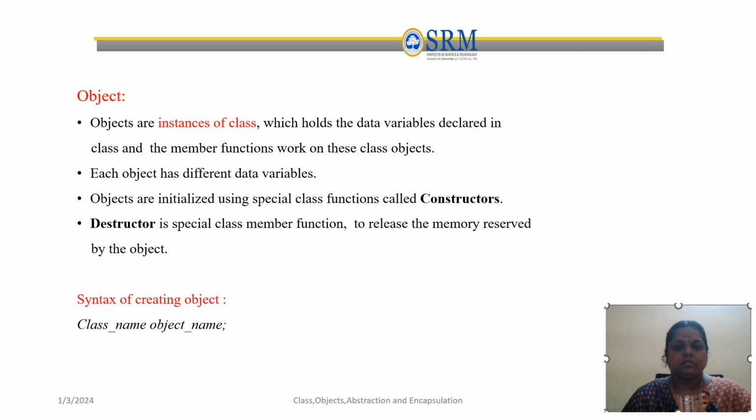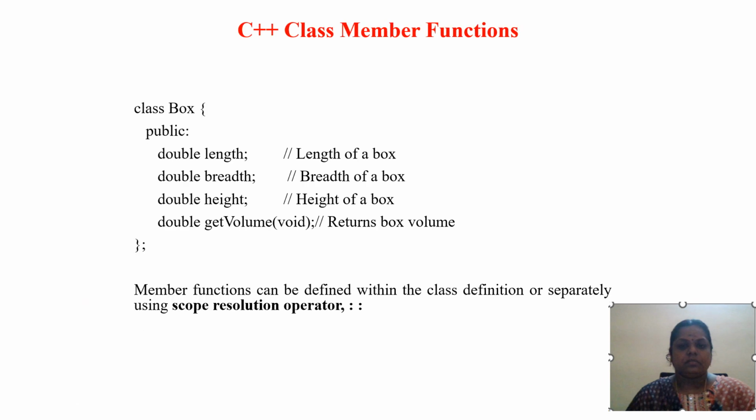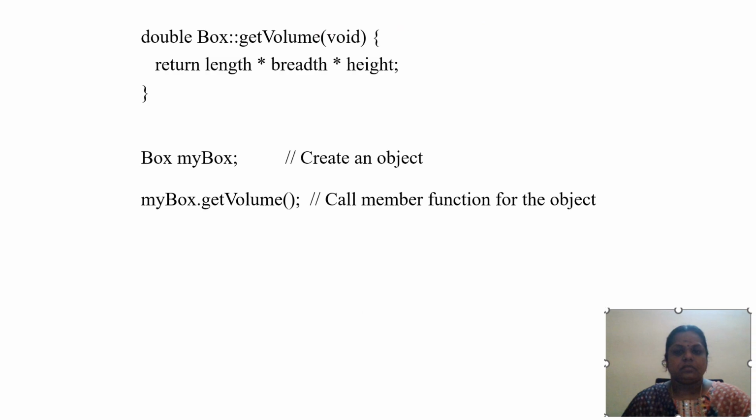Always they are initialized using a function called a constructor. Whenever a constructor is called, the variable will allocate memory, and the memory is deallocated by using a destructor. So here is the member functions example we saw already. Box: the parameters are length, breadth and height. Then volume is calculated; get volume is the name of the function. Member functions can be defined within the class definition or separately using the scope resolution operator. So here Box double colon scope resolution operator get volume, and then it will return the value of the volume.